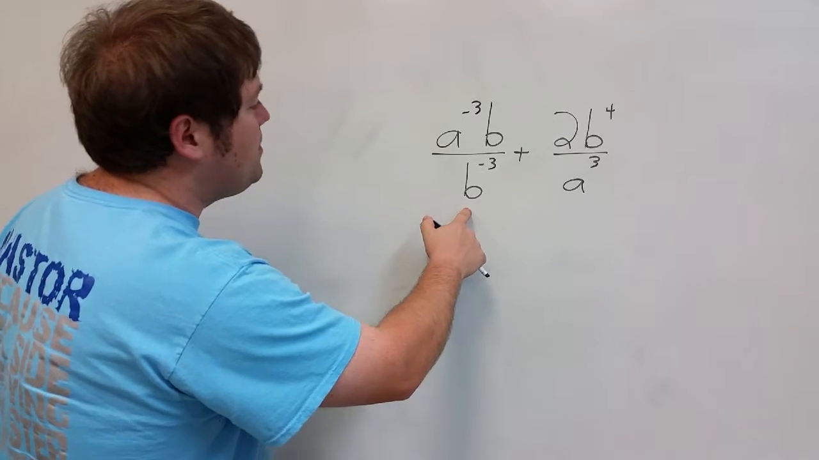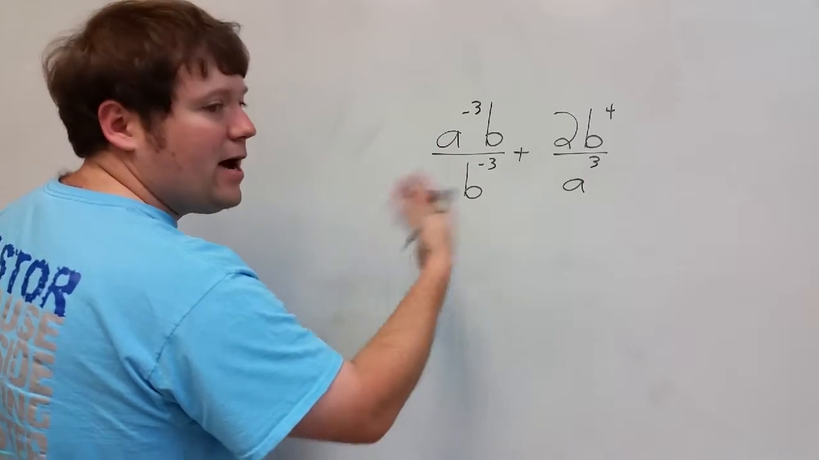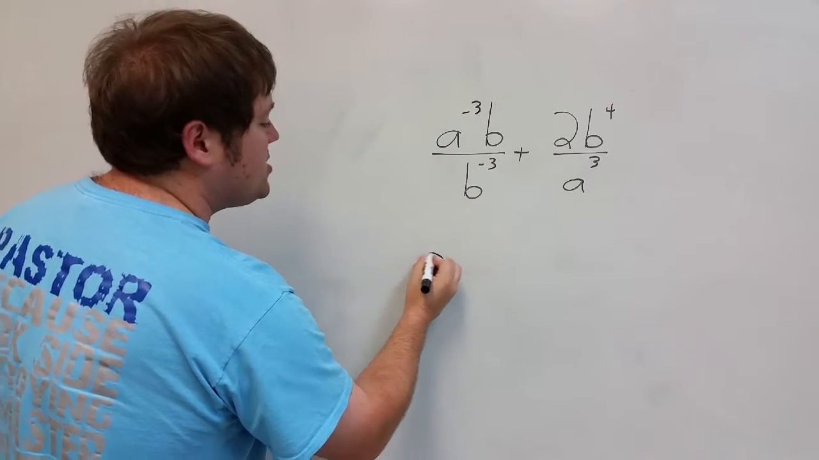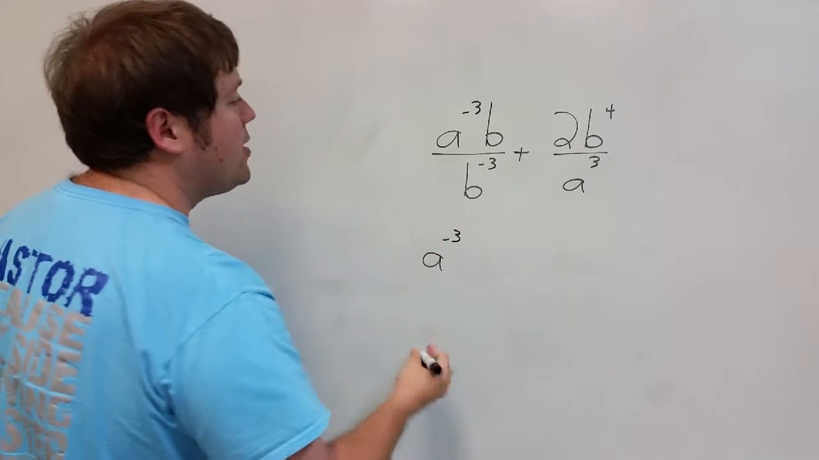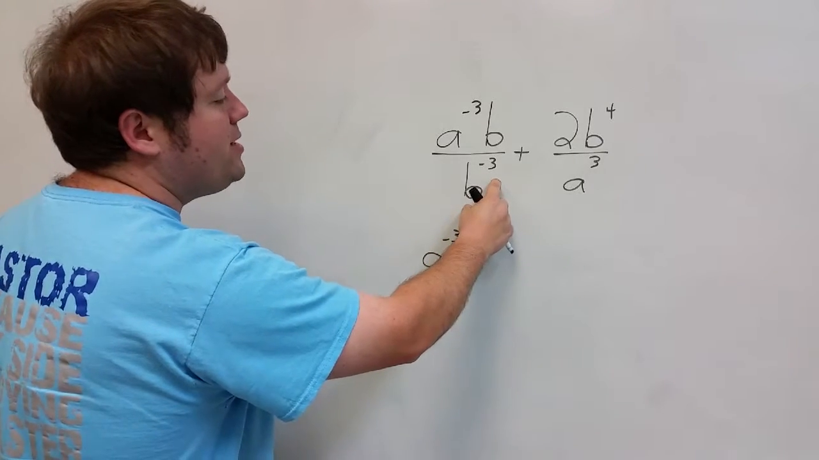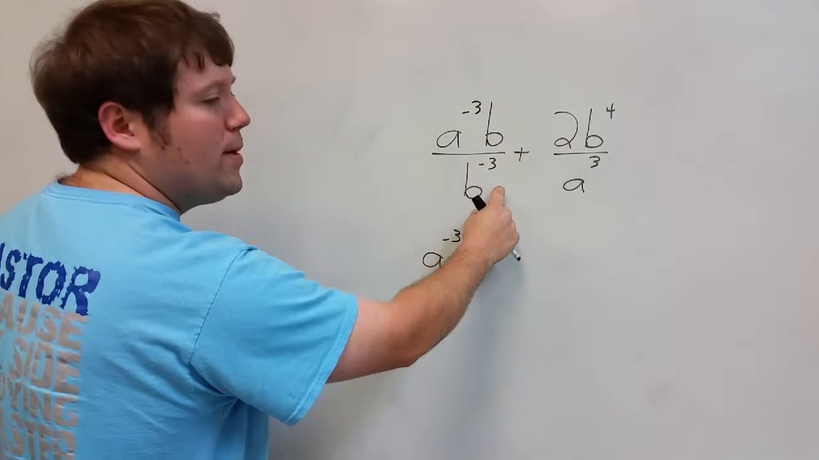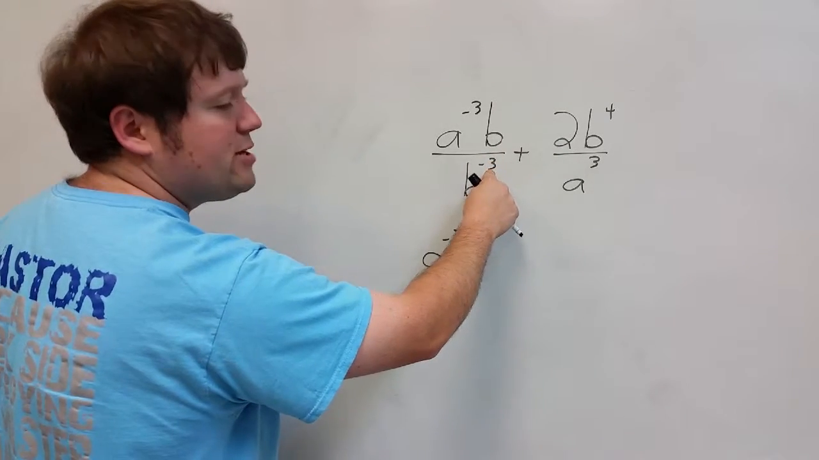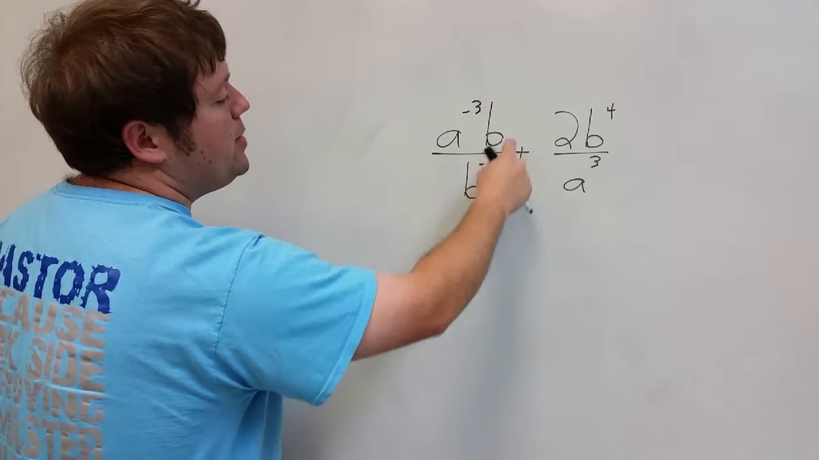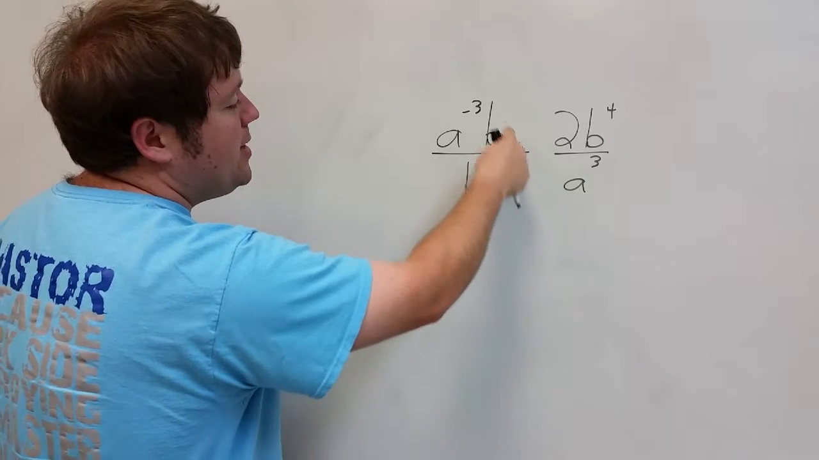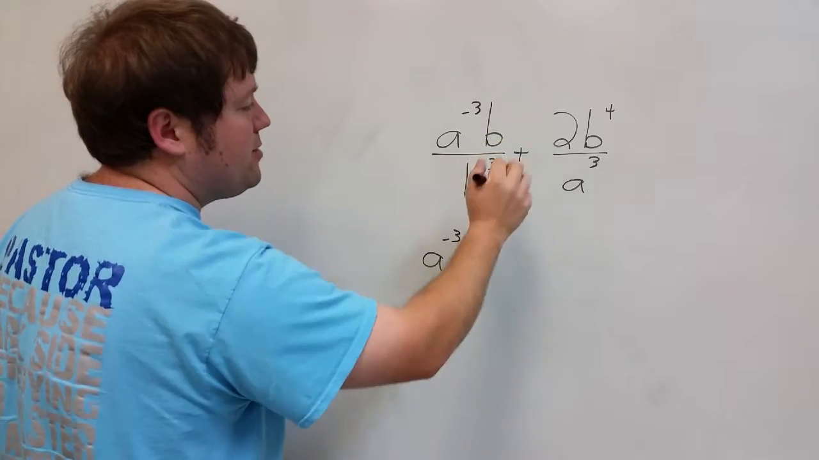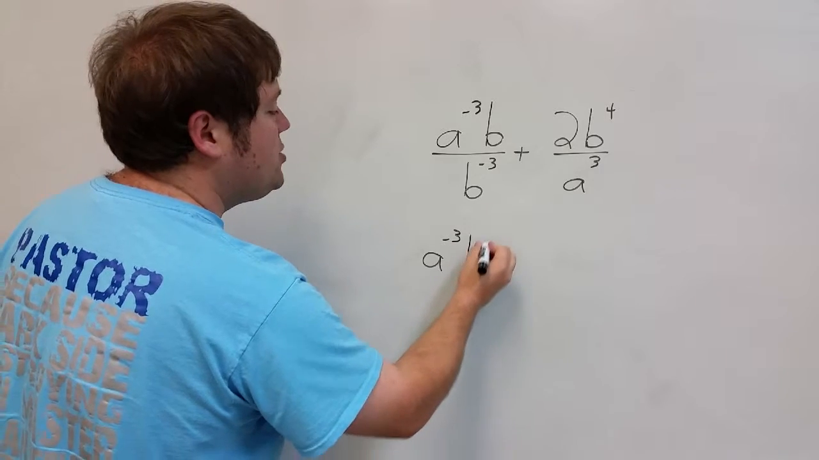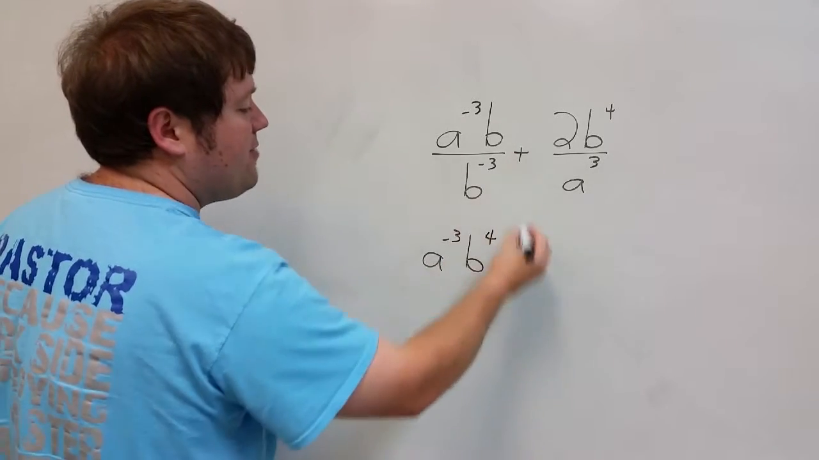So this first term, I've already got a by itself up top. It's going to stay the same, a to the negative third. What I'm going to do is move b to the negative third up here. Remember, when we move it, it changes signs on the exponent, so it becomes b to the positive third. That means I have b times b to the third, so I actually have b to the fourth. Then I have a plus sign.